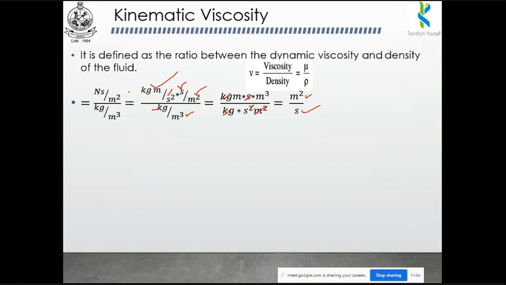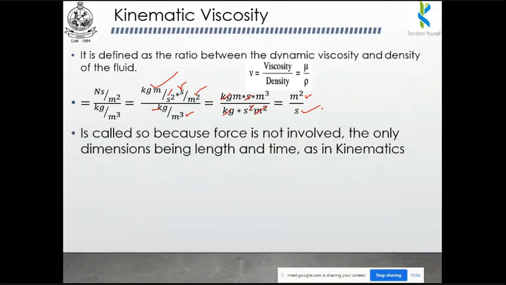Okay, so you don't have to do all these unit conversions. You can directly use meter square per second for kinematic viscosity. Actually, as with dynamic viscosity, we have a different unit for kinematic viscosity also. It will be denoted differently.